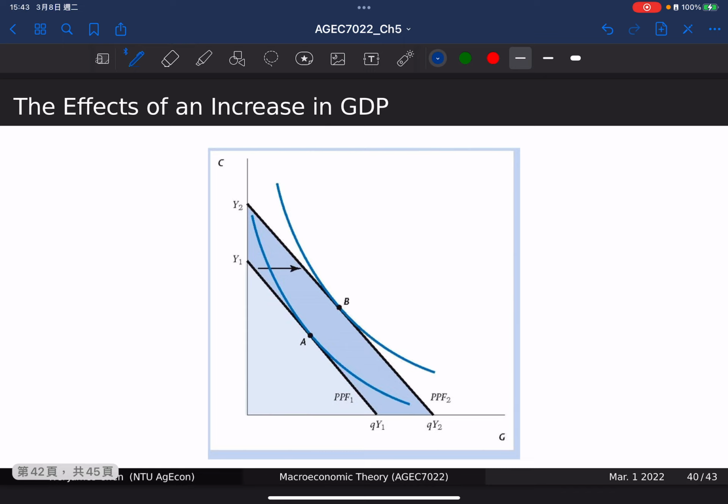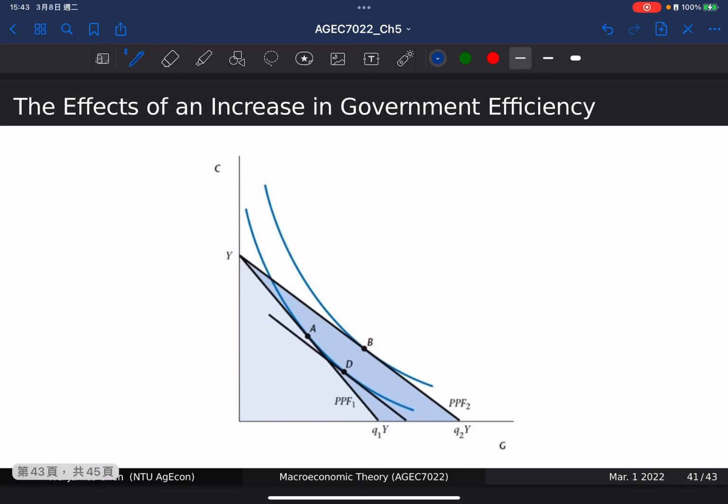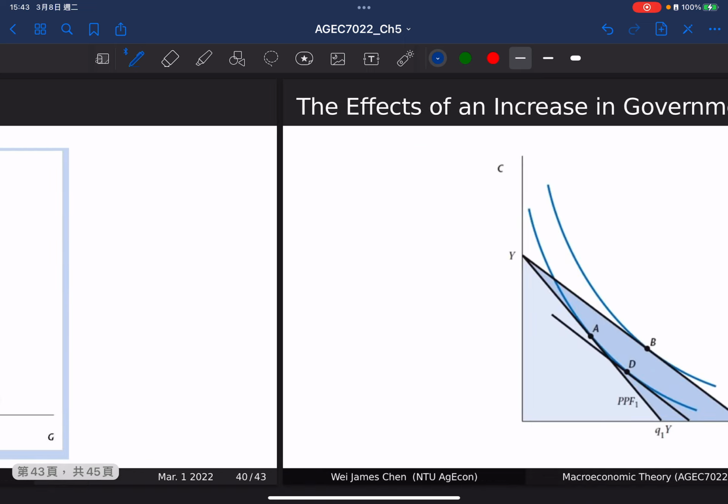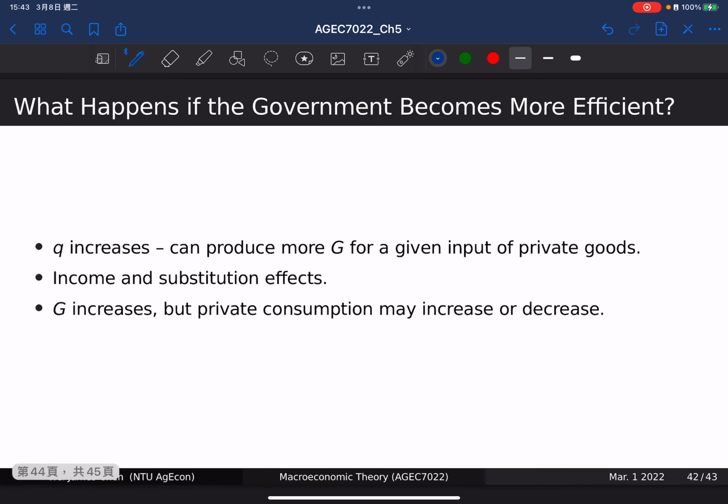So this is what it looks like. A Y increase will go like this, and then the optimal point goes from A to B. Pure income effect. The slide I put on NTU Core is a newer version. This is an older version. I forgot to update the one on my iPad.